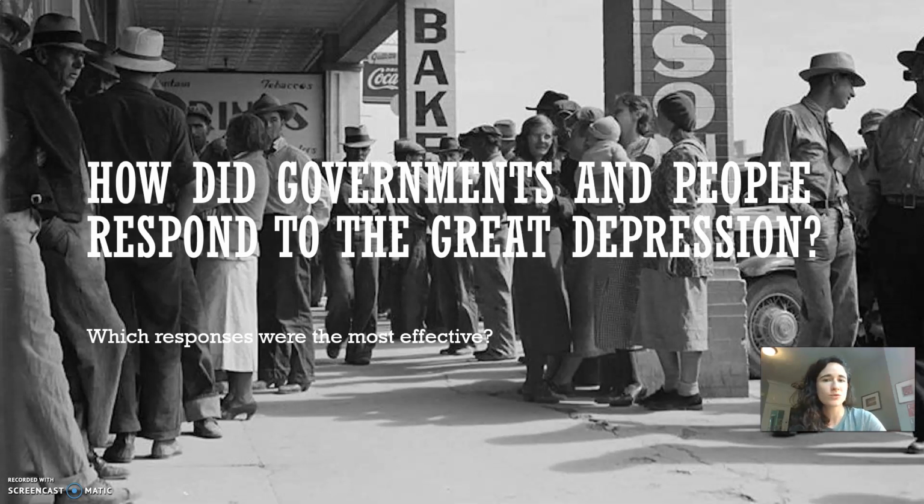One-fourth of Americans are out of work. Across the world, there's unemployment, low productivity, and poverty due to this Great Depression. And the question you answered in your warm-up is, who's responsible for fixing all of this? So today's lesson, we're going to see how governments and people responded to the Great Depression, and then you're going to assess which responses were the most effective.